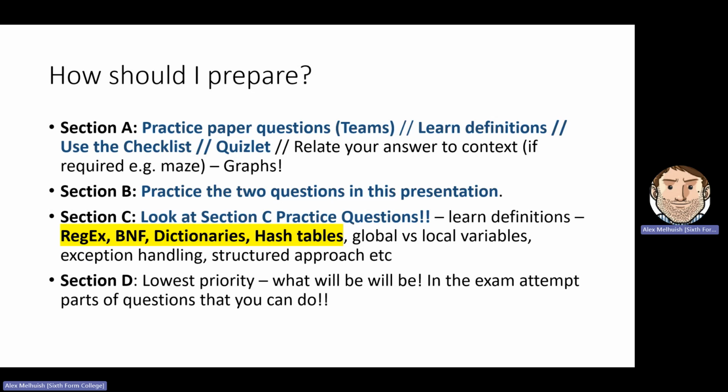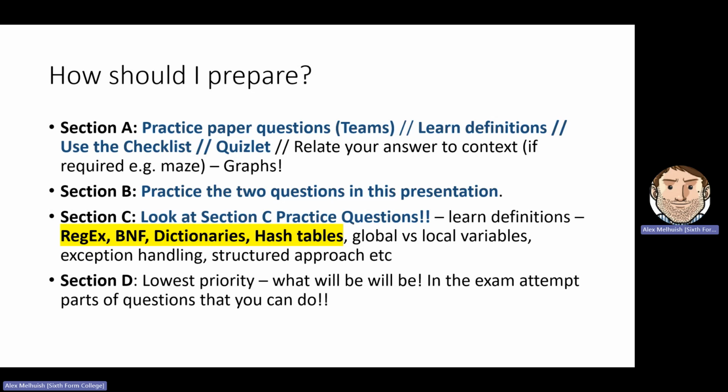Okay, so for section A, I would recommend in terms of practice completing past paper questions on Teams, learning the definitions, and using the paper 1 checklist to find out what those definitions are that you should know. And there are links to Quizlet for paper 1 as well, which is a pretty comprehensive bank of key terms and precise definitions that you do need to know for those section A type questions.